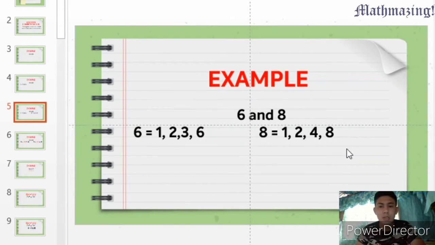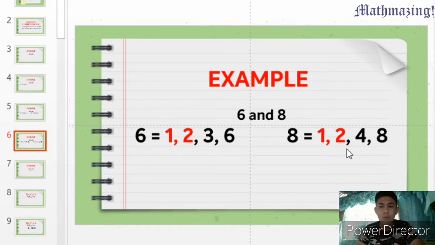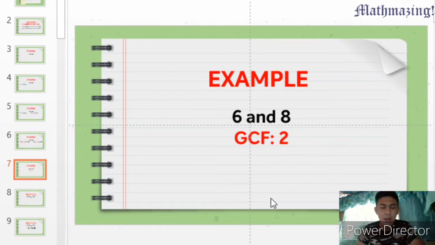Okay. So as you observe, ano yung number na meron kay 6 at ano yung number na meron din kay 8. So in this example, meron tayong 1 and 2. Ayan. So itong naka-red or naka-highlight, yan yung tinatawag natin na common factor. Okay, tandaan ha, that is a common factor. But we are looking for the greatest common factor. Pag sinabing greatest, highest. So between 1 and 2, the highest is 2. Therefore, the GCF of 6 and 8 is 2.